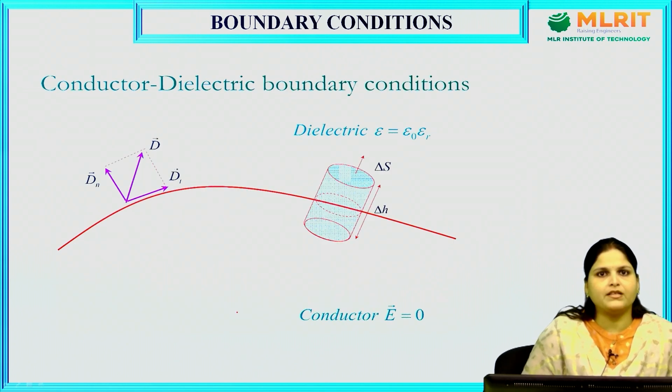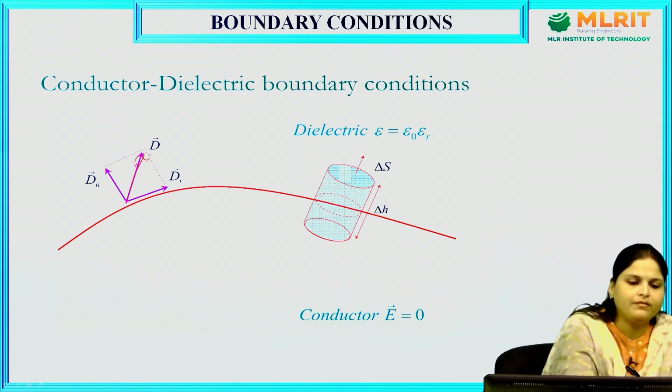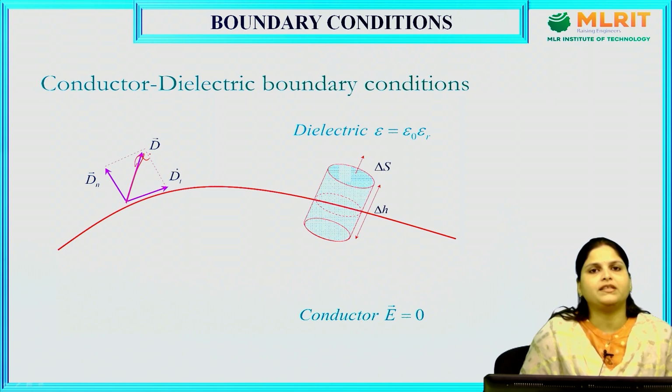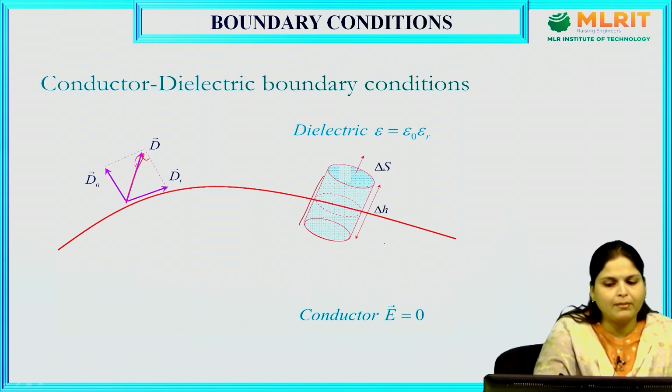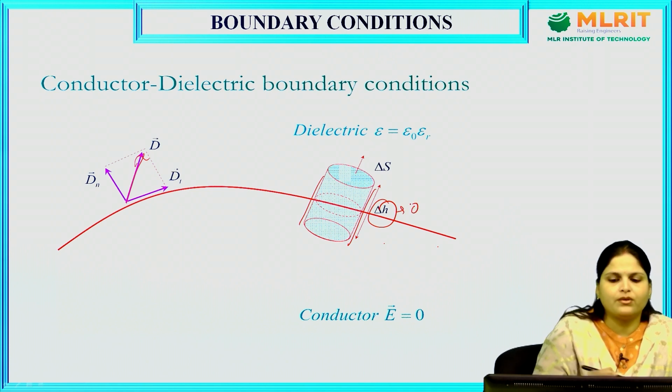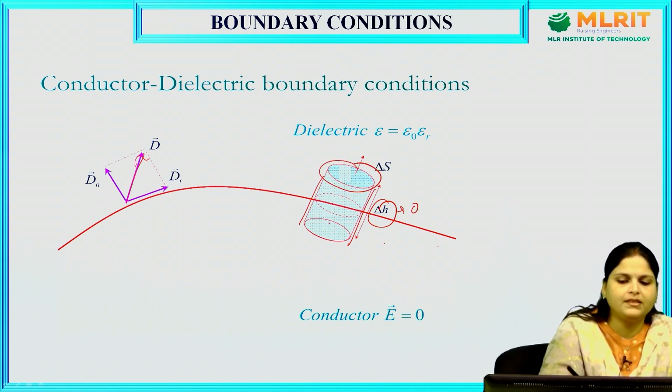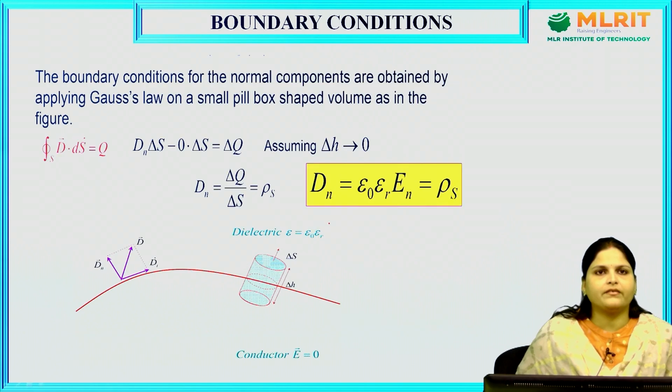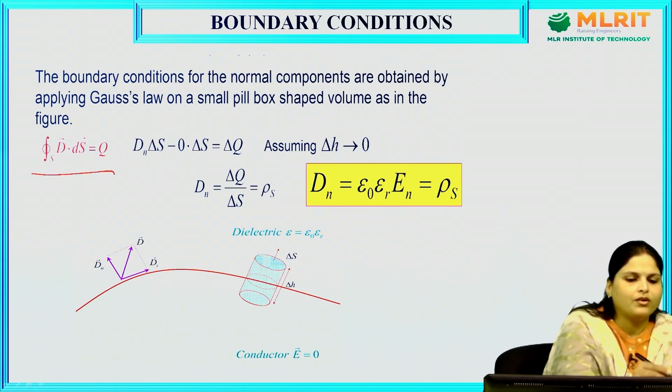Again for the second case, for the normal component, we will consider a pillbox. Here we will consider flux density in place of electric field intensity, and again we have taken a pillbox. This again will tend to 0. This will be considered. Okay, so how do we write this equation? Let us see. Gauss law we will apply.